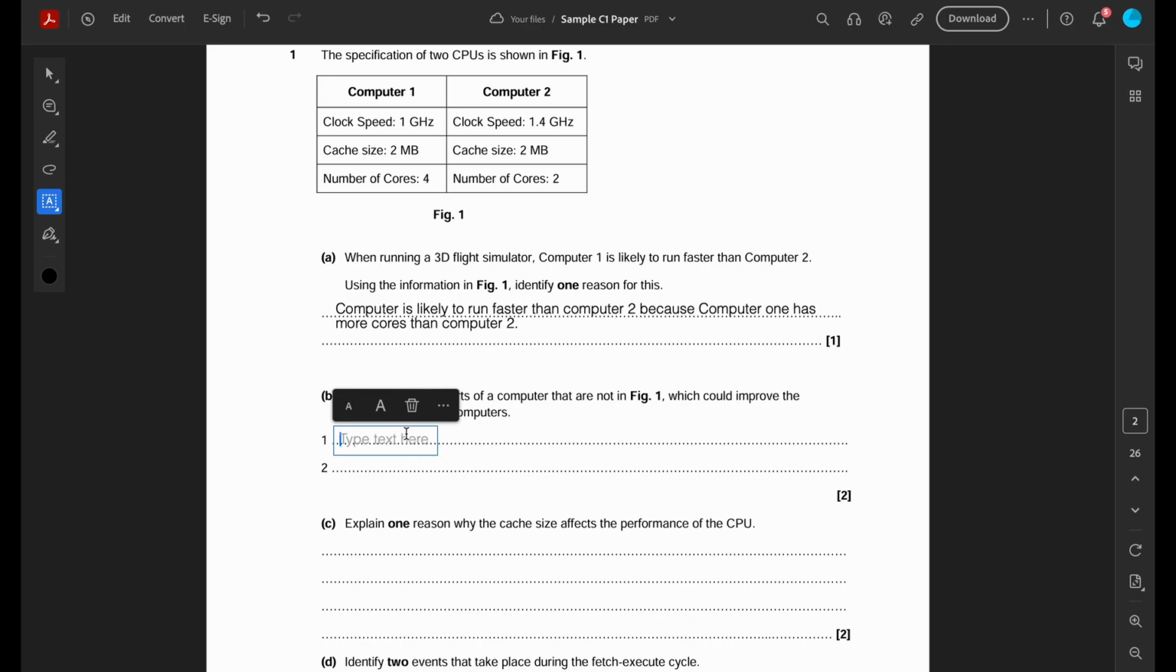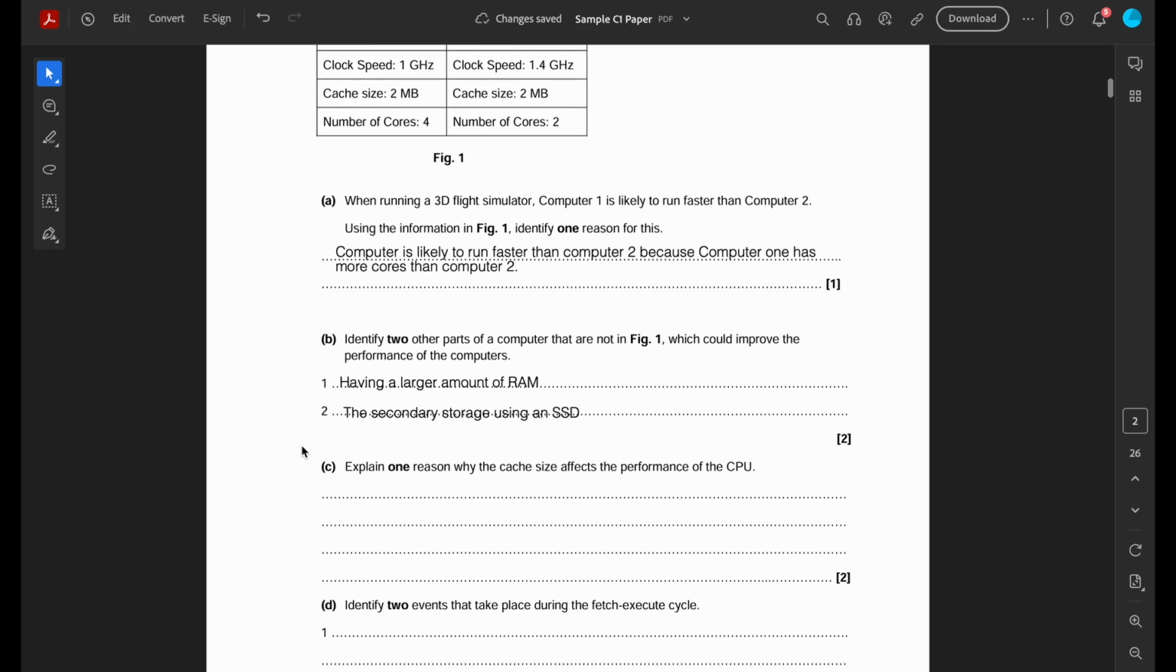RAM. Okay. I'm just going to add to that, a larger amount of RAM, to say why. And then we've got another one here. Identify 2 parts. Also, the secondary storage, using an SSD. And there's a couple of things you could have said in that. Actually, you could have talked about GPUs, which are not part of the GCSE spec, but you might know as a student anyway. But having more RAM is going to improve the speed of the computer, and using secondary storage such as an SSD, because SSDs have a higher read-write speed, is going to be much better for that kind of question.